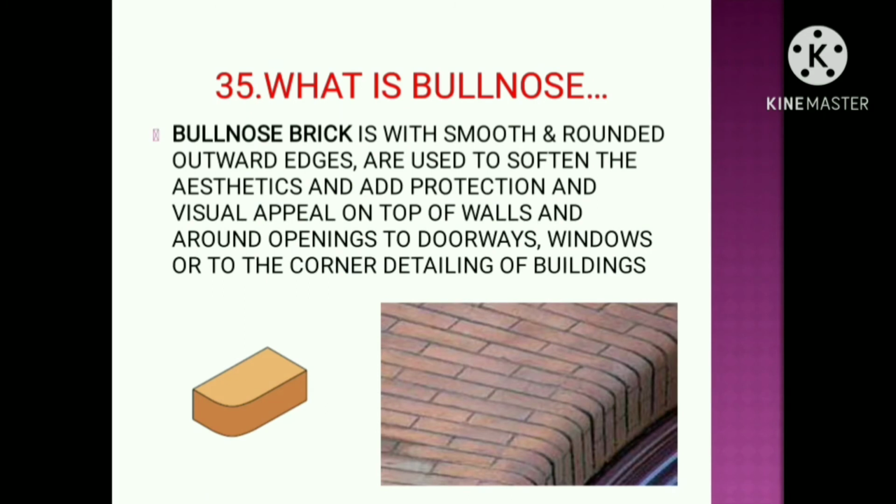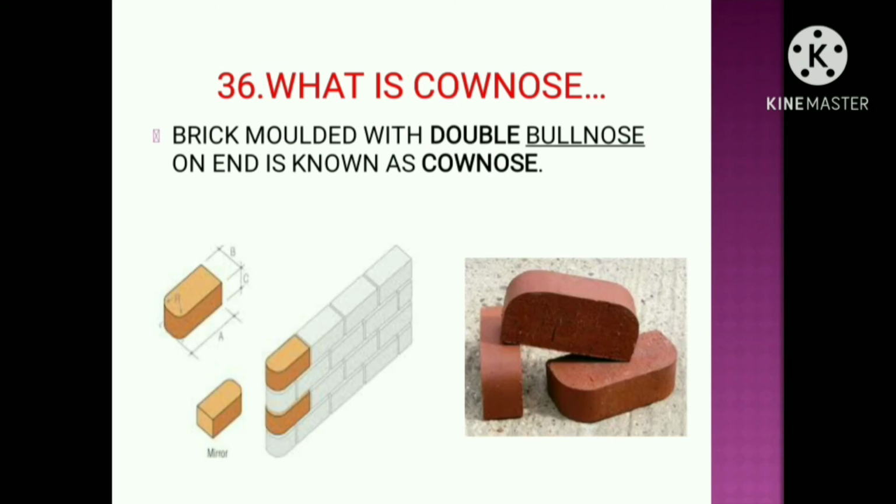What is a bullnose brick? It is a brick with smooth and rounded outward edges, used to soften the aesthetics and add protection and visual appeal on top of the walls and around openings to doorways, windows or the corner detailing of the building. So a bullnose brick has rounded edges like this. Next, what is cow nose brick? A brick molded with double bullnose, so two edges are rounded, is known as a cow nose brick.